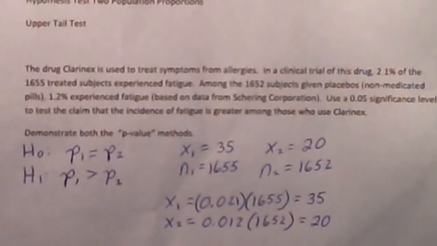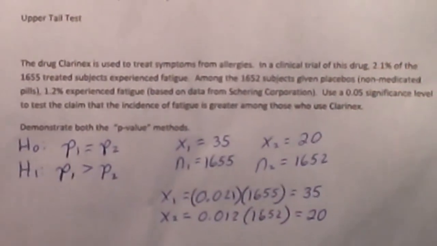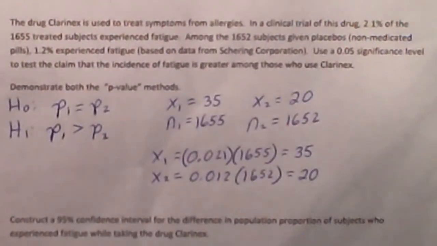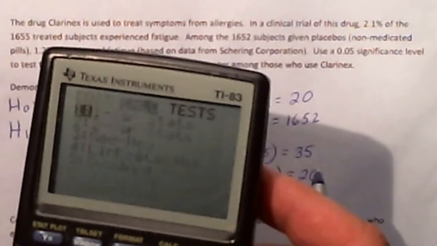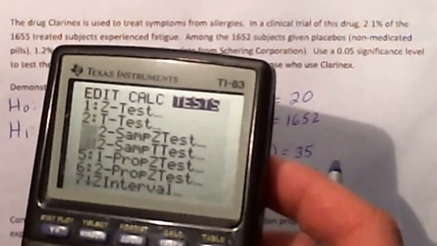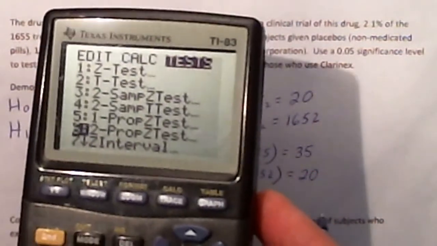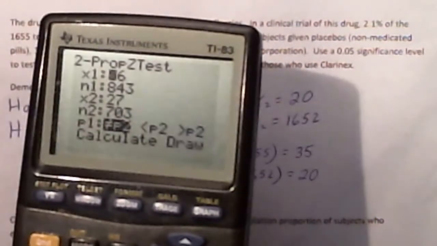Okay, ladies and gentlemen, we're going to take these numbers now to the 2-prop z test function to actually conduct this hypothesis test. So go to your calculator, hit your stat button, go over to tests, go down and grab the 2-prop z test function. Now for x sub 1, we're going to type in 35.